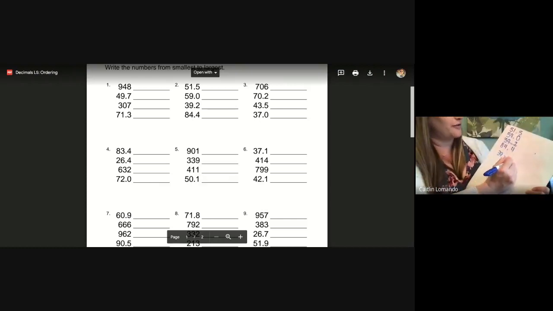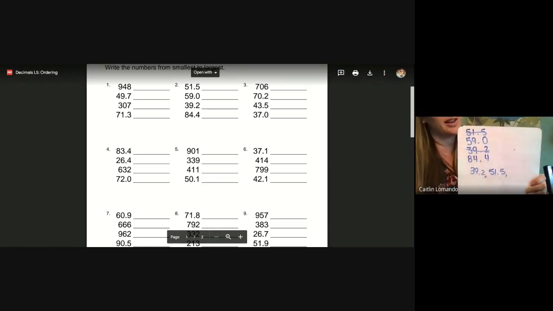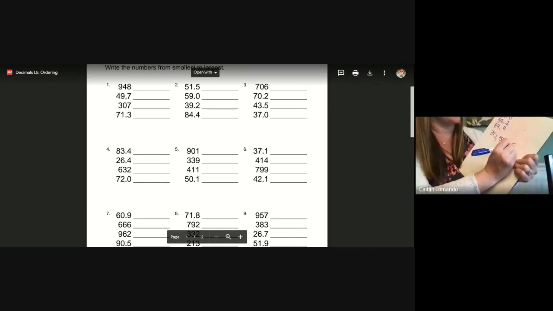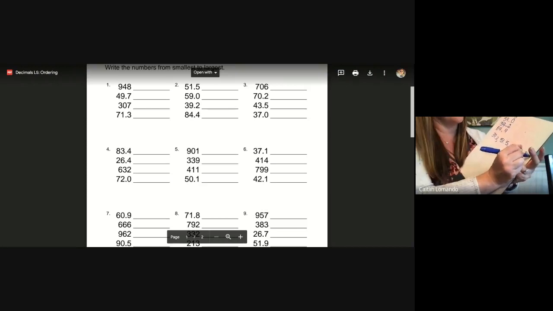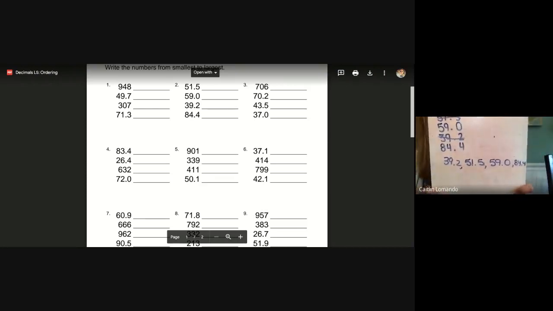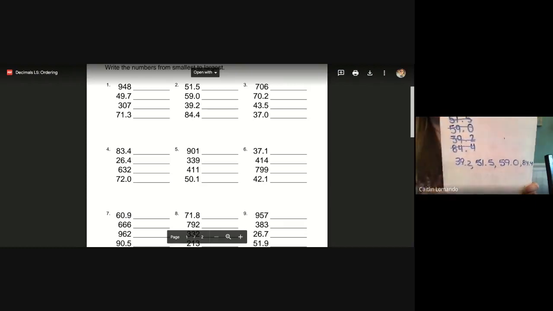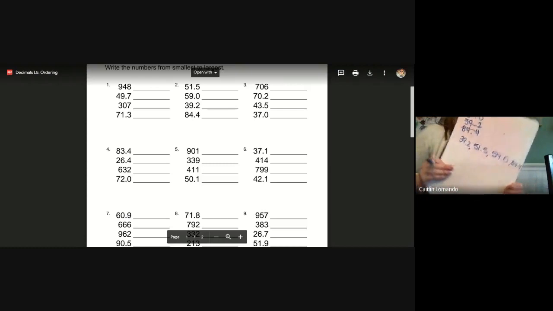Definitely 51.5. What's my next smallest? 59 or 84? Definitely 59, which means my largest is 84 4/10. So you can see how I've taken them and written them in order from smallest to biggest.